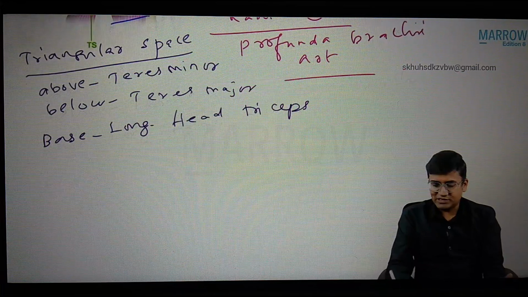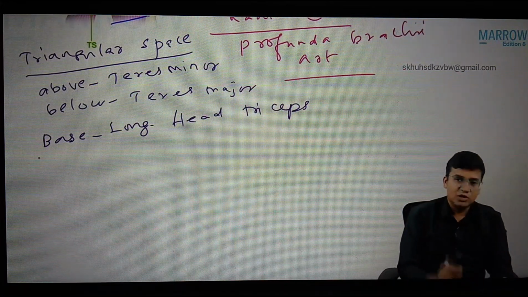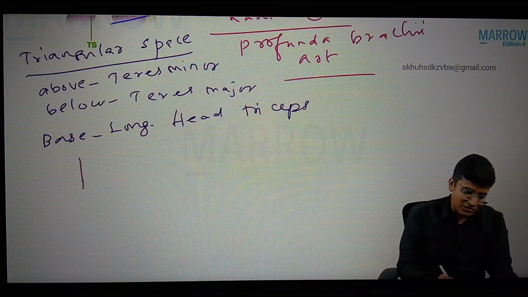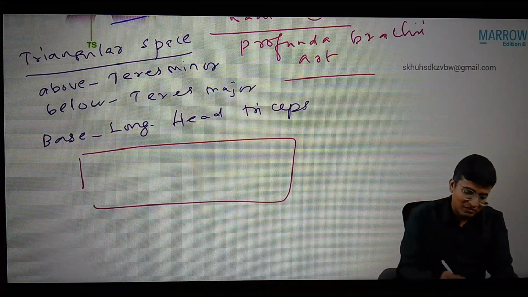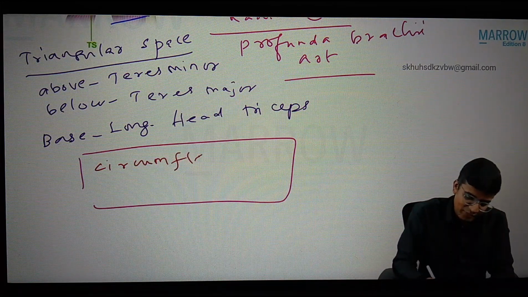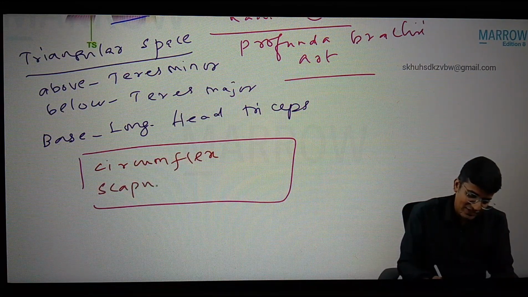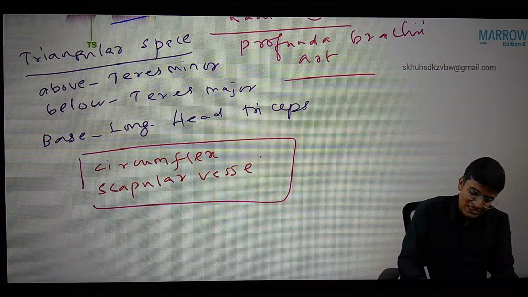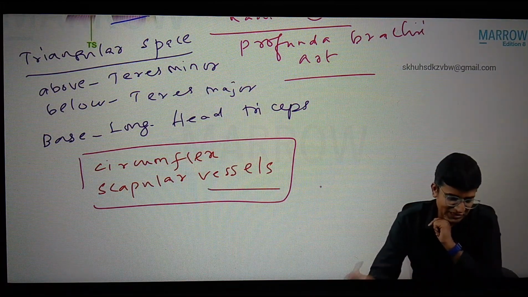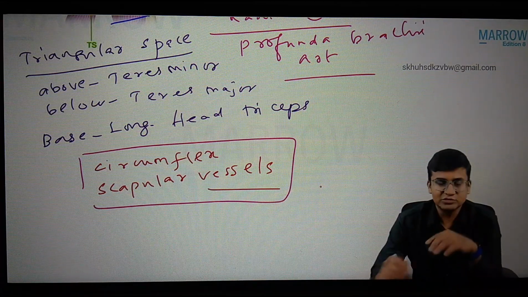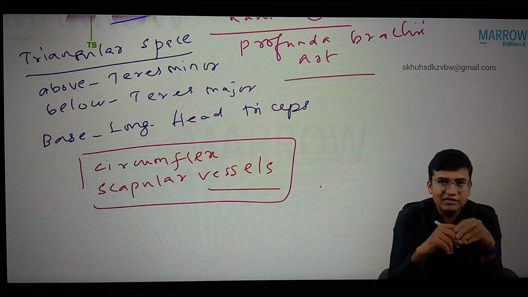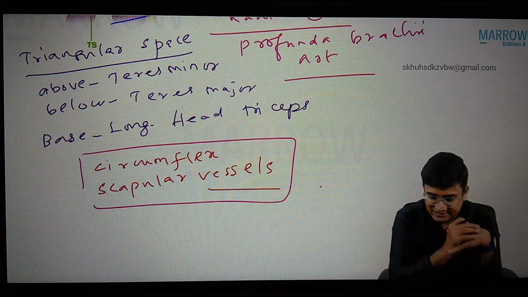Is there any structure passing through this triangular space? Yes, only one structure passes through this space, that is our circumflex scapular artery. Circumflex scapular vessels pass through the triangular space. So that's all about the spaces around the shoulder joint. In the exams, they may ask you the contents, or they can mark any of these spaces and ask you to identify the structure passing through. Anything can be given.